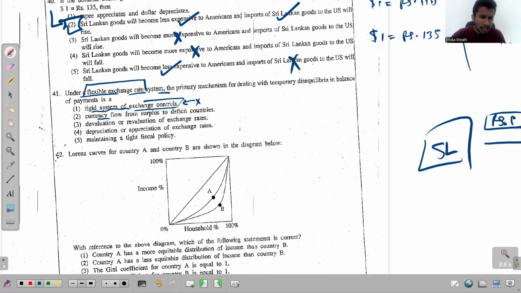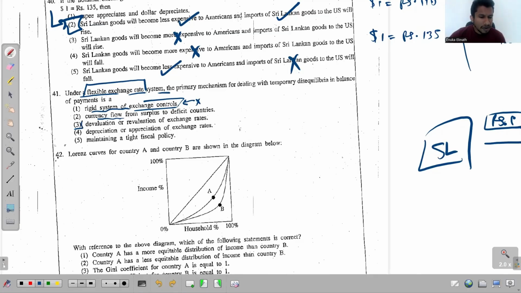Second one, currency flow from surplus to deficit countries. Currency flow does not happen like that; the exchange rate will change. When there is a mismatch between demand and supply, it will change. There is another word for that change, but we will use it later on.